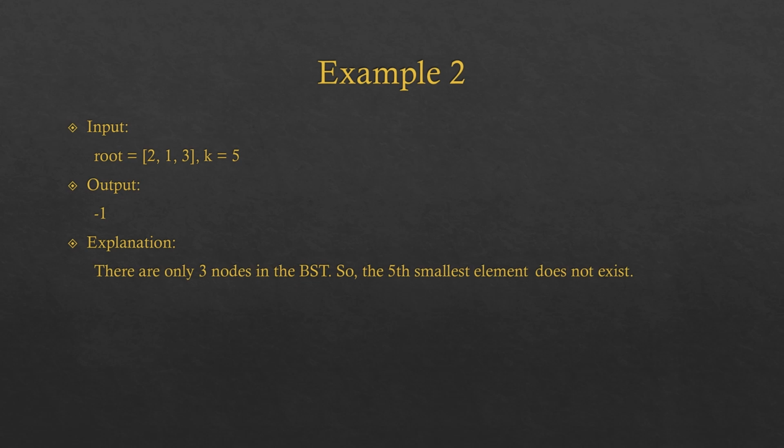Next, consider the BST 2, 1, 3 again, but this time k equals 5. Since the tree only has 3 nodes, the fifth smallest element does not exist. Therefore, the answer is -1.